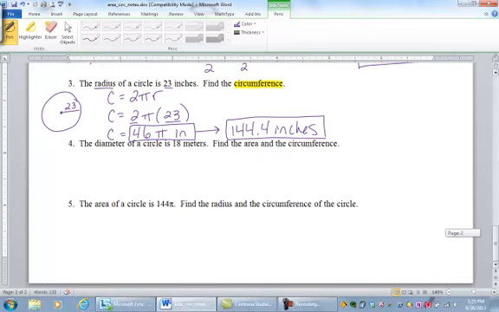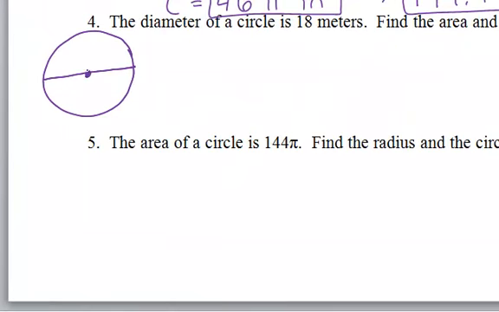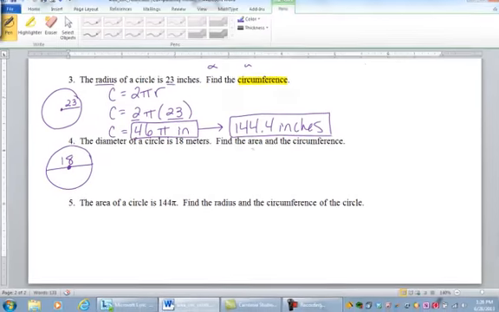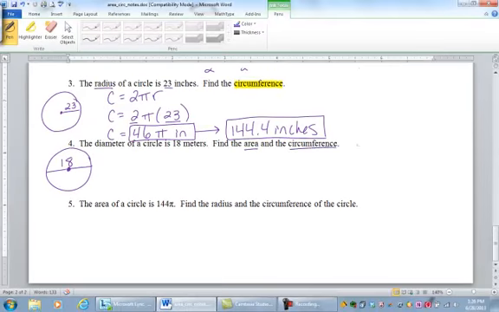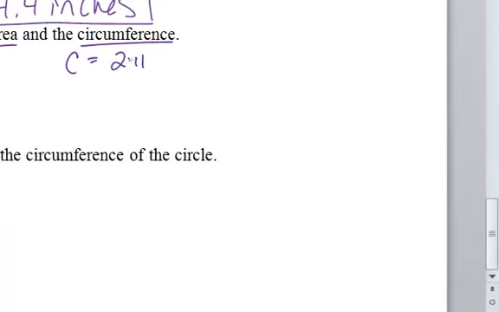Okay, 2 problems left. The diameter of a circle is 18. I'm going to draw that picture real quick so I can kind of have a visual of what it looks like. Diameter goes all the way across the circle, and that is 18. This says find the area and the circumference. So it's kind of like 2 problems, so I'm going to use both of my formulas. My area formula equals pi r squared, and my circumference formula is 2 pi r. This is a 2-part question where you're going to have 2 answers at the end.